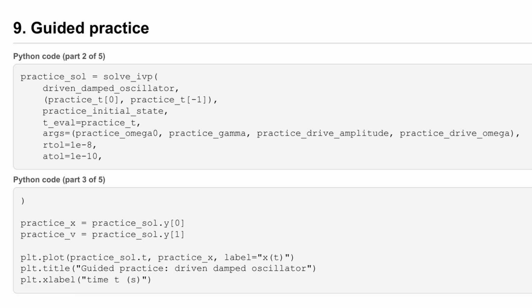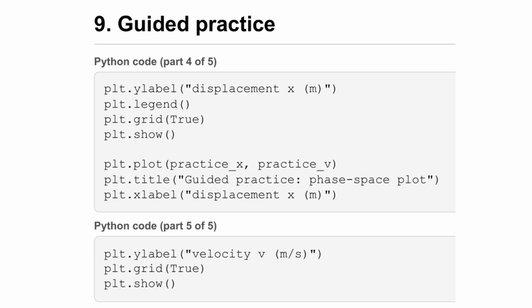We run the solver with these modified practice parameters. We then extract the data and plot the displacement over time. Changing the initial conditions should primarily affect the early transient phase, while the long-term steady state should remain dictated by the driving force. We finish by preparing a phase space plot for this practice run.